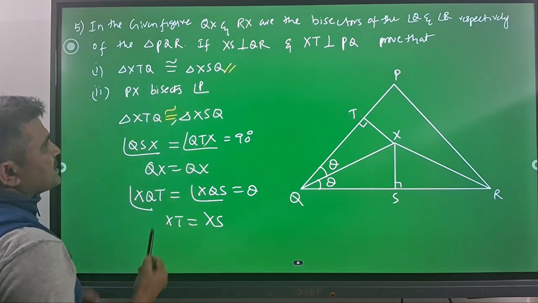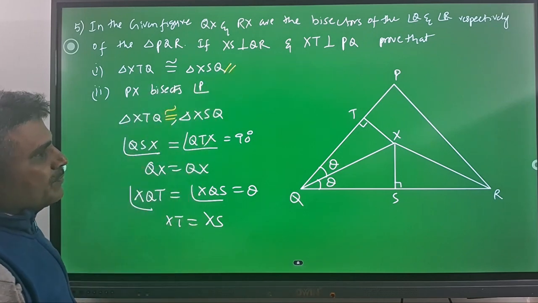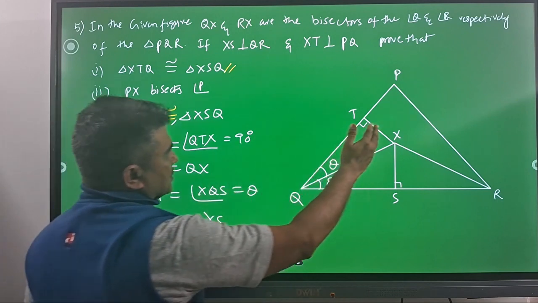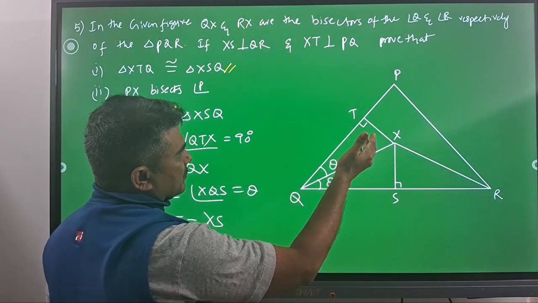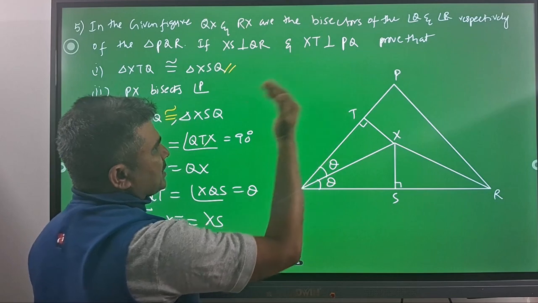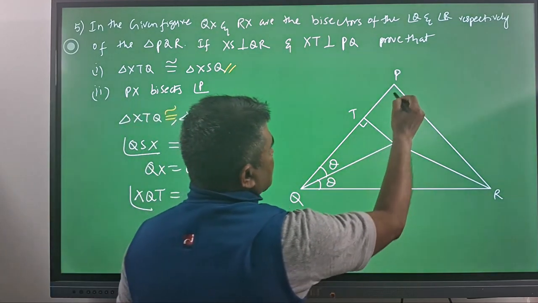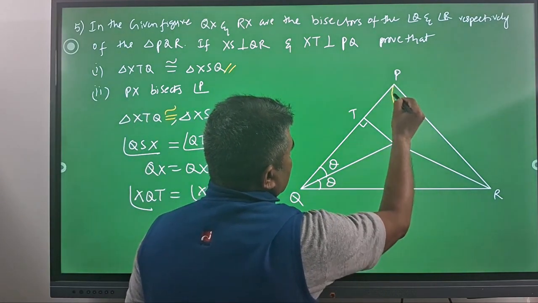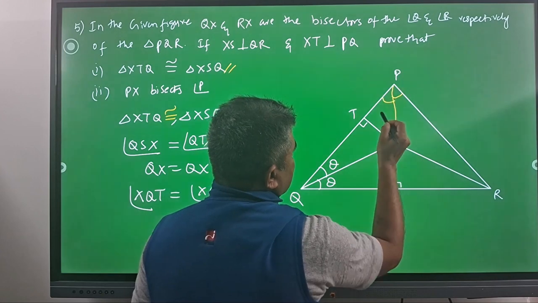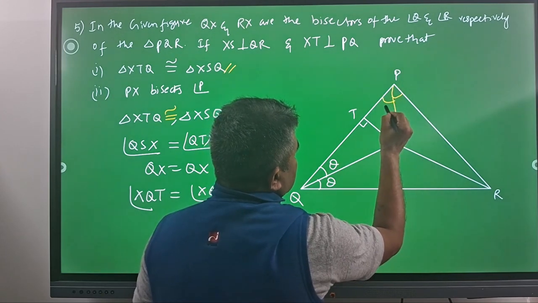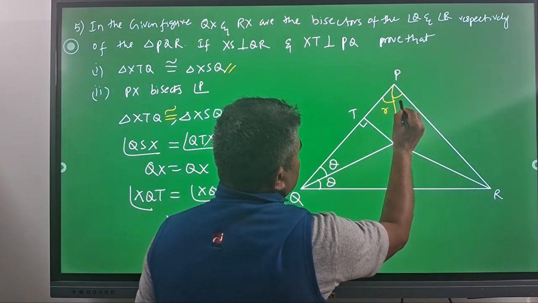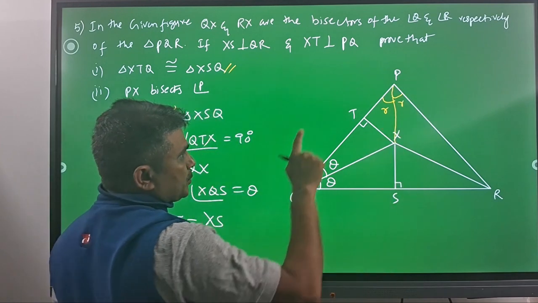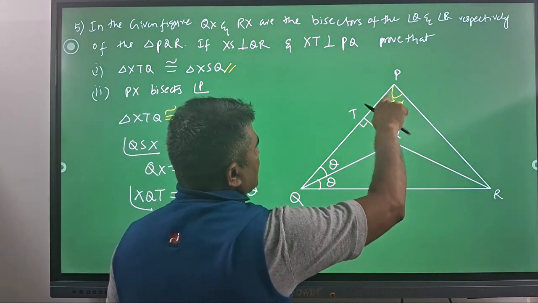But next thing, where is PX bisects P? In the picture, we didn't have any information about XP. So just draw that XP. So we need to prove this angle is equal to this angle. Let it be small r and small r here. So we need to prove that these two are equal.